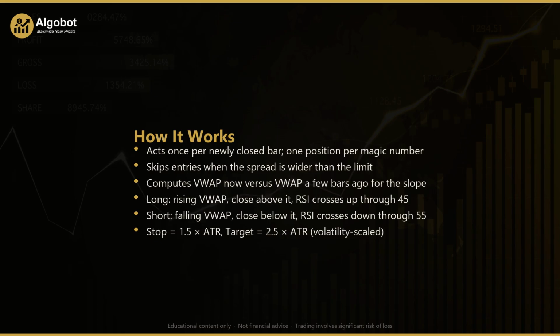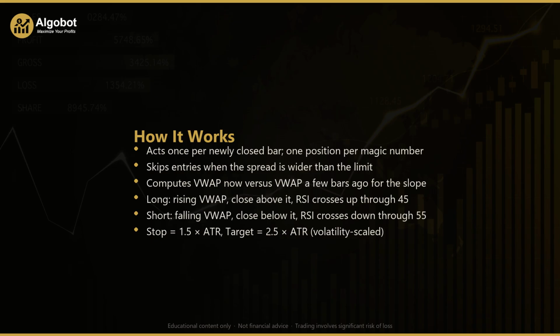Risk management is entirely volatility scaled using ATR, the average true range. When a long opens, the stop loss is placed below the entry at a distance of 1.5 times ATR by default, and the take profit is set above the entry at 2.5 times ATR. For a short, those distances are mirrored, with the stop above and the target below. Because the target is a larger multiple than the stop, the strategy seeks a reward that is larger than the risk it takes on each trade.